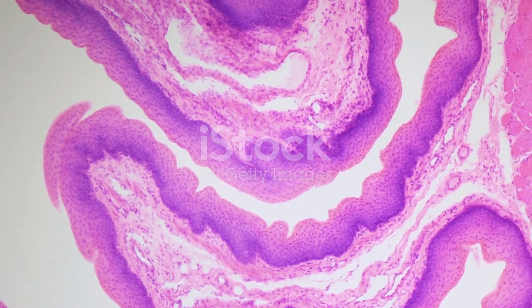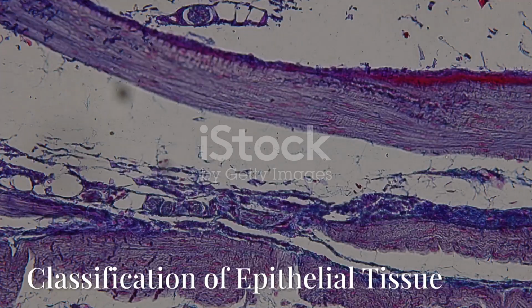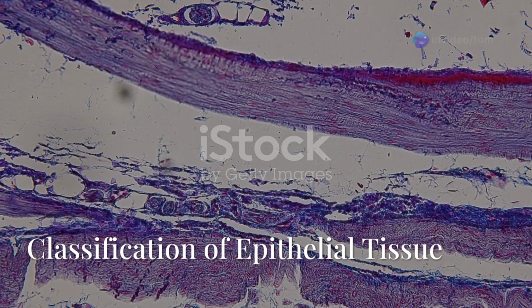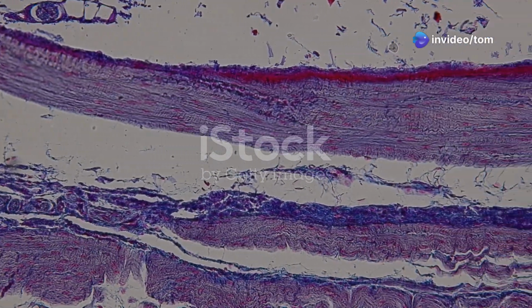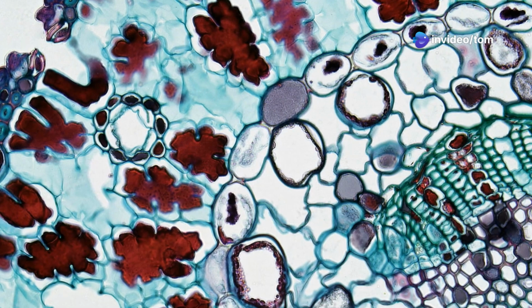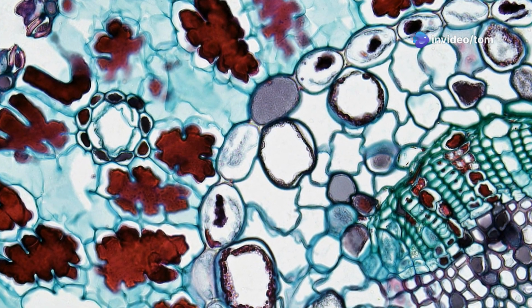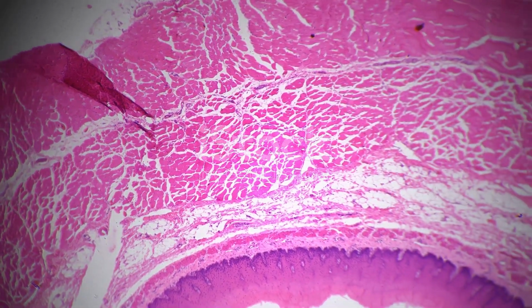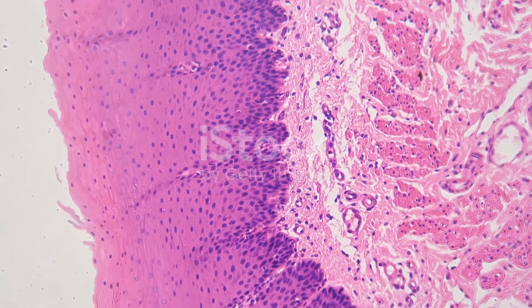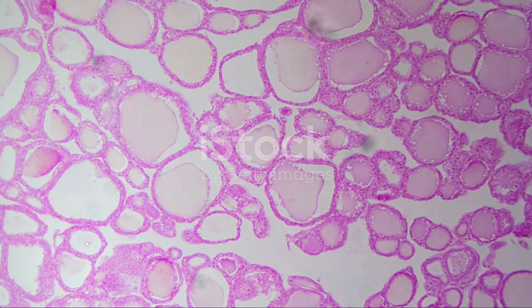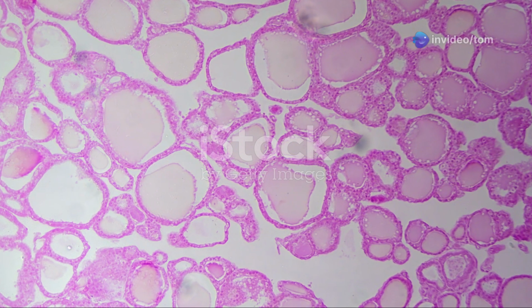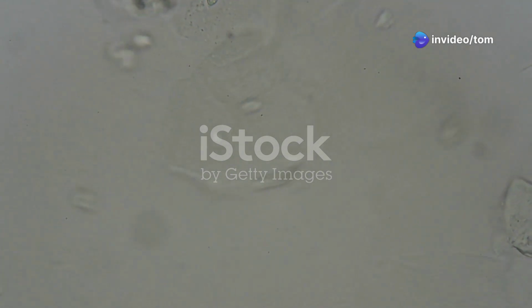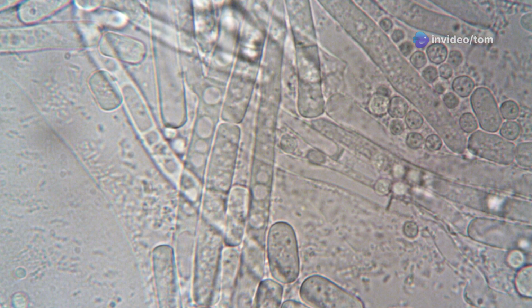Now let's look at the first tissue, the epithelial tissue. Epithelial tissues cover or line body surfaces and are classified according to the shape of the cells or according to the number of cell layers. Classification based on cell shape includes squamous epithelium, which are flat and thin, cuboidal epithelium, which appear wide or boxy, and columnar epithelium, which are tall or rectangular.